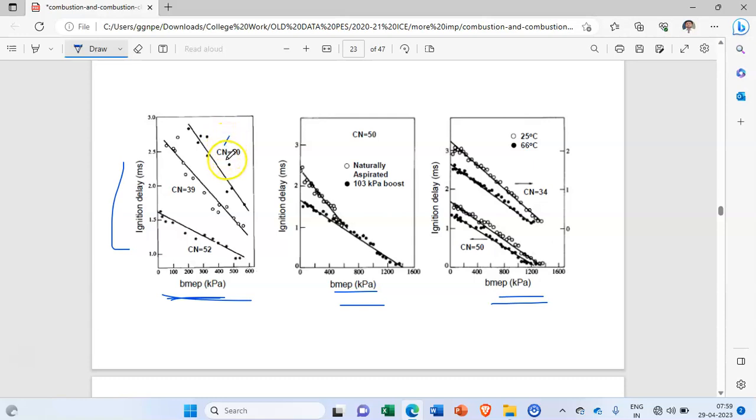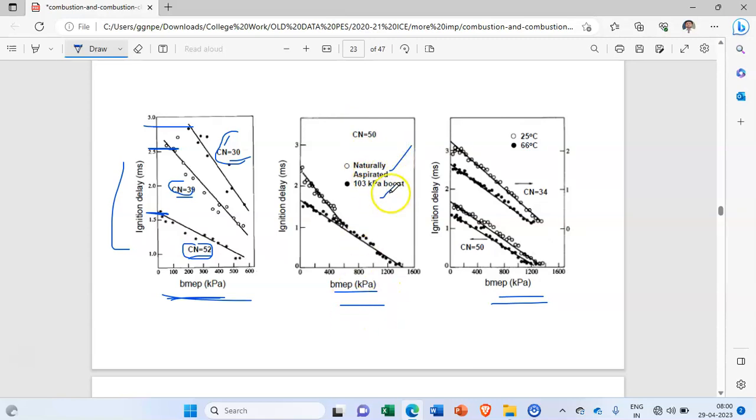So if the Cetane number increases, if you see here, here Cetane number is 30, here Cetane number is 39 and here Cetane number is 52. So when the Cetane number is very low, you can see here the ignition delay is very much higher. Now if the Cetane number is increased, the ignition delay period is also decreased. Here for Cetane number 52, the ignition delay period is very much less. Okay, so as Cetane number increases, the ignition delay period decreases. Remember.